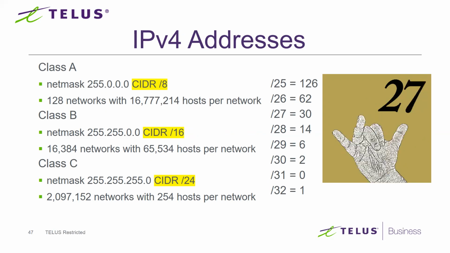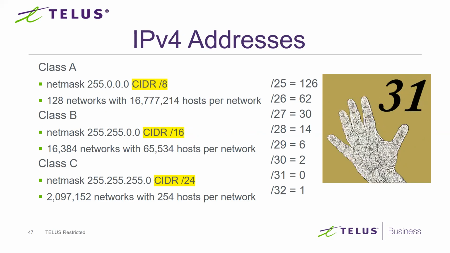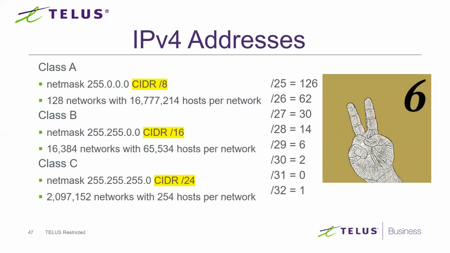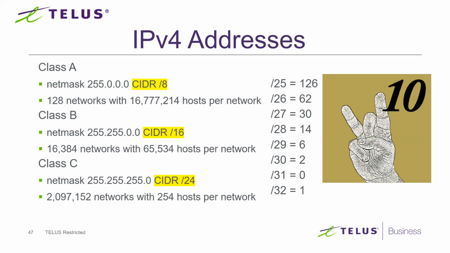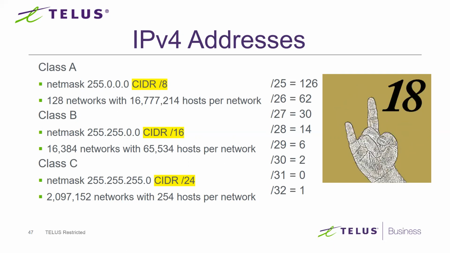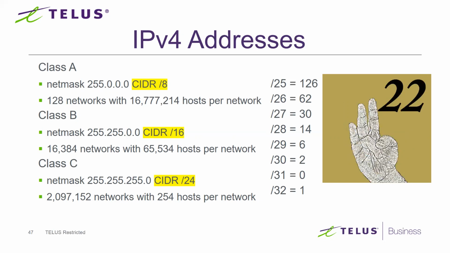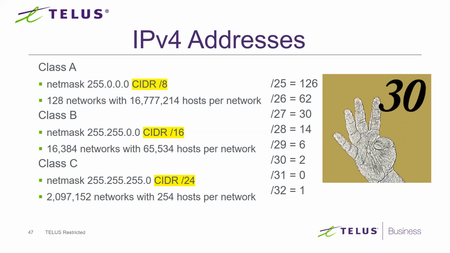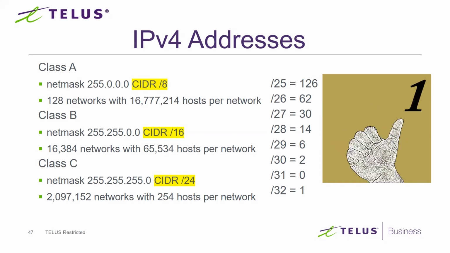And then you break it down further into a Class B. You've got the 172.16, typically a Class B network, where you've got 16,384 possible networks on the left-hand side of the net mask. On the right-hand side of the net mask, the .0.0 are your hosts, 65,000.